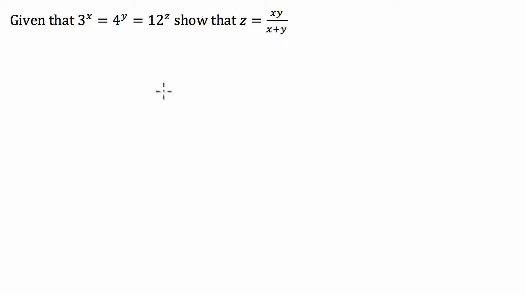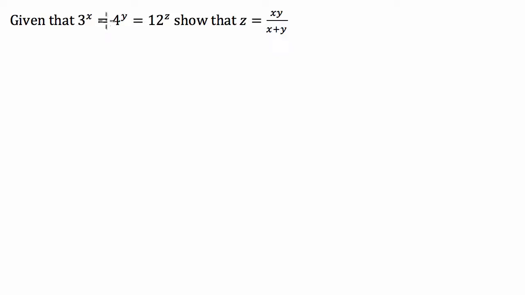Hi guys, today we've got a problem where it's asking us to show that a particular equation is true, given that the variables in the equation are related such that 3 to the x is equal to 4 to the y is equal to 12 to the z.